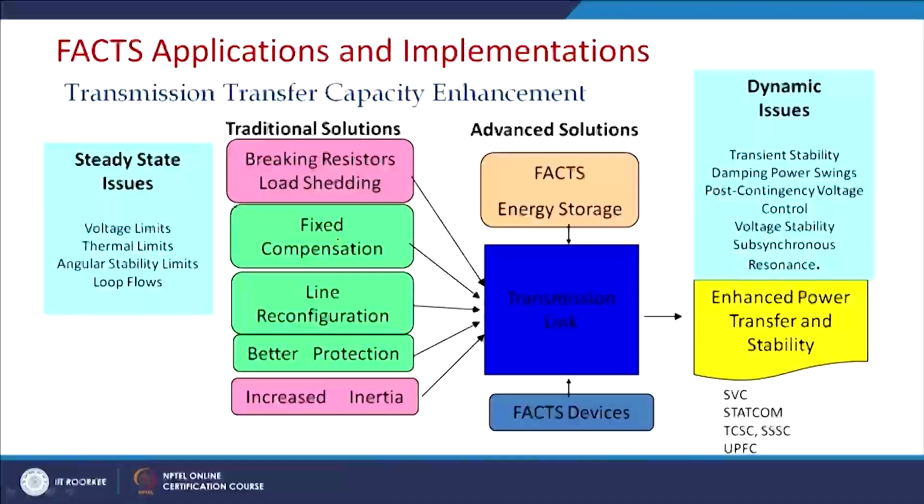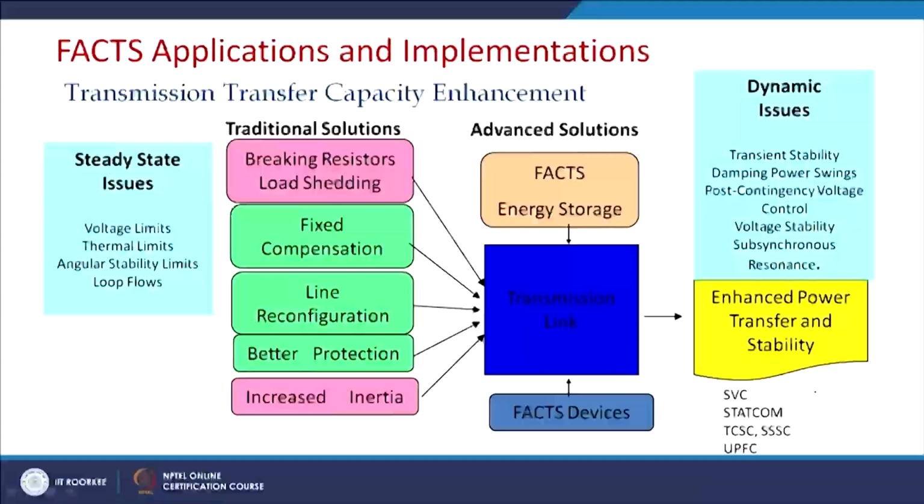These are basically the solutions you can think of, but with the FACTS devices, with the storage and the transmission link, we can increase the transient stability. Instead of load shedding, we can actively damp out the power swing and provide post contingency voltage control. We can introduce voltage stability. We can mitigate the subsynchronous resonance, and thus as output we can give enhanced power transfer and stability to the network, and this is done by a few power elements. SSSC is a series element, a series compensator. STATCOM is a parallel compensator. UPFC is a combination of series and parallel compensation.